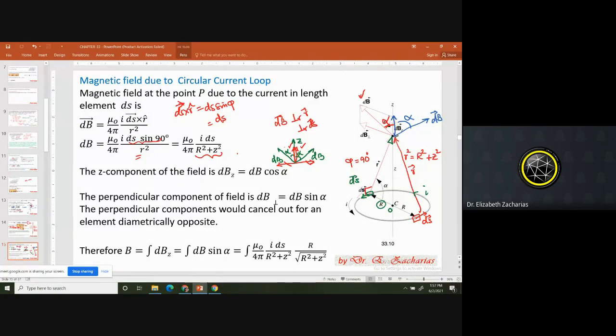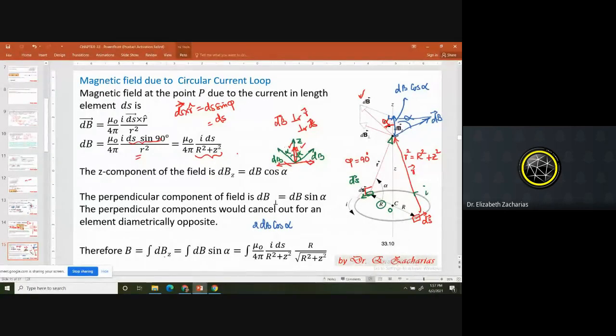So here is your right angle triangle. This is your alpha. So this is going to be dB cos alpha. Now dB cos alpha will come from two such triangles. From two such triangles, you're going to get dB cos alpha. So you can say that the net field is going to be along the z-axis, and it will be 2 dBz. There will be two such dB cos alphas.